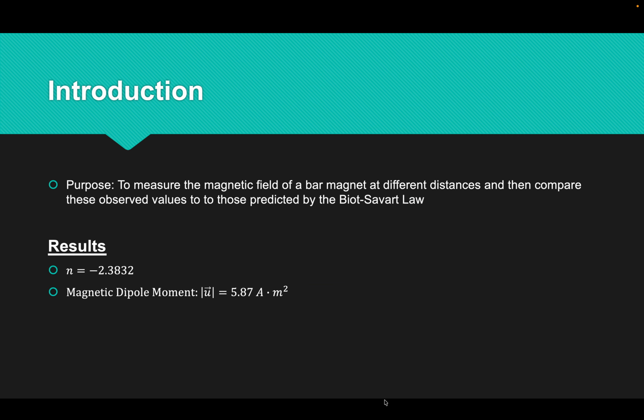The purpose of this lab was to measure the magnetic field of a bar magnet at different distances, and then compare these values to those predicted by the Biot-Savart law. Some preliminary results: we found that n was negative 2.3832, and we also found that the magnetic dipole moment, mu, was 5.87 ampere times meter squared.